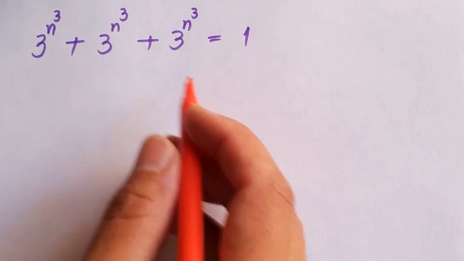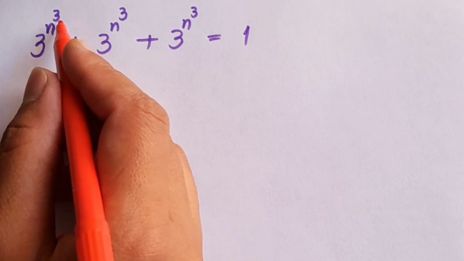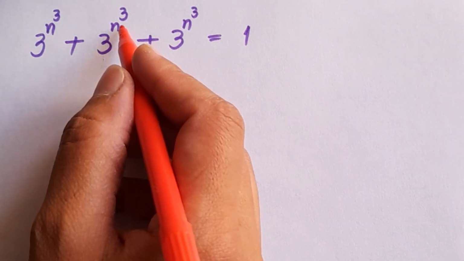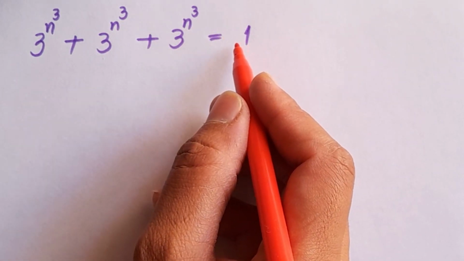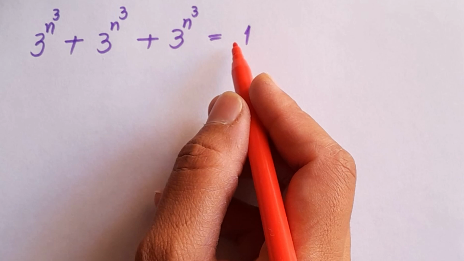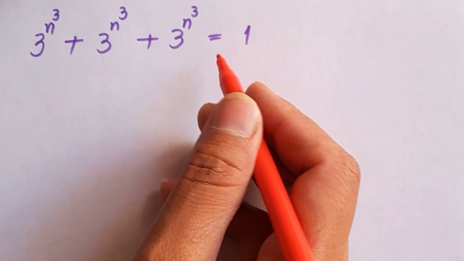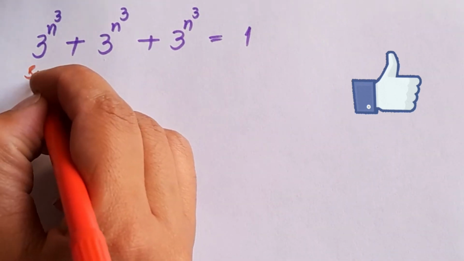Let's look at the problem first. 3 to the power n to the power 3 plus 3 to the power n to the power 3 plus 3 to the power n to the power 3. If this is equal to 1, we have to find all possible solutions of n. So let's get started and see how we can find out.